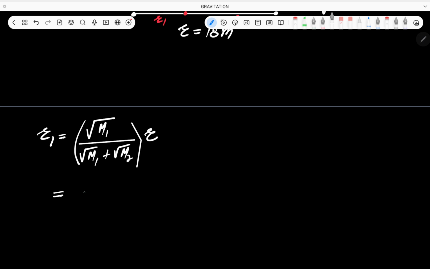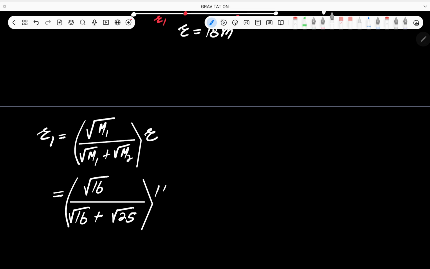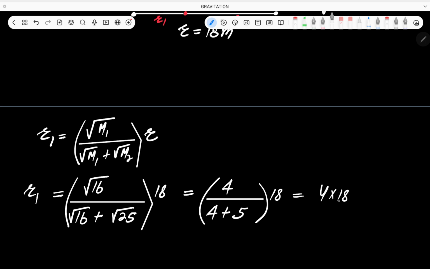Now put the values. What is the value of m1? That is 16. So root 16 divided by root 16 plus root 25, multiplied by r. R is given to me, that's equal to 18. Root 16 is 4, divided by 4 plus root 25 which is 5, multiplied by 18. That's finally 4 into 18 divided by 4 plus 5, which is 9.